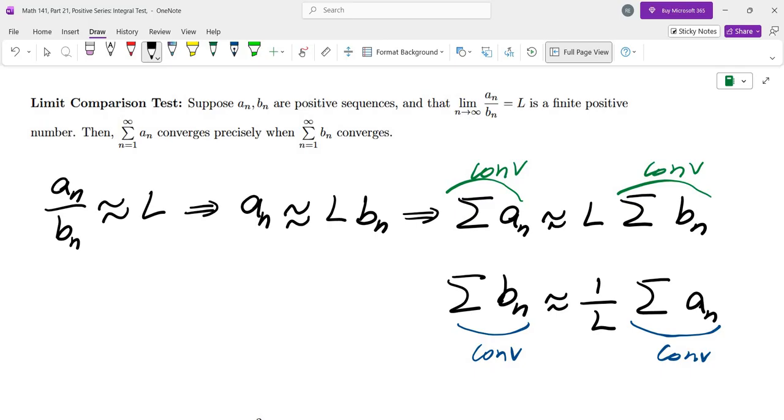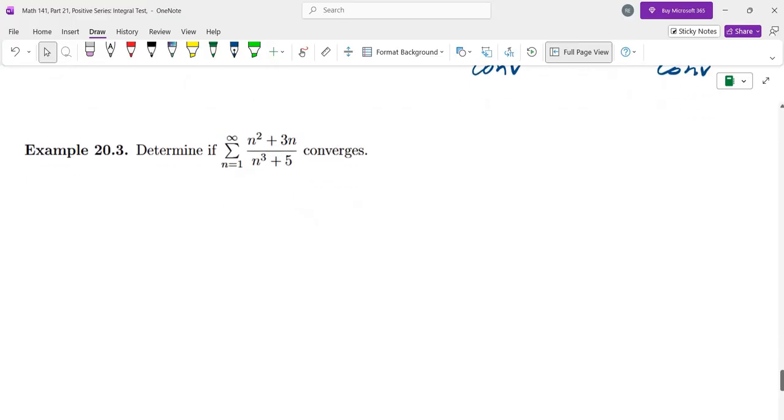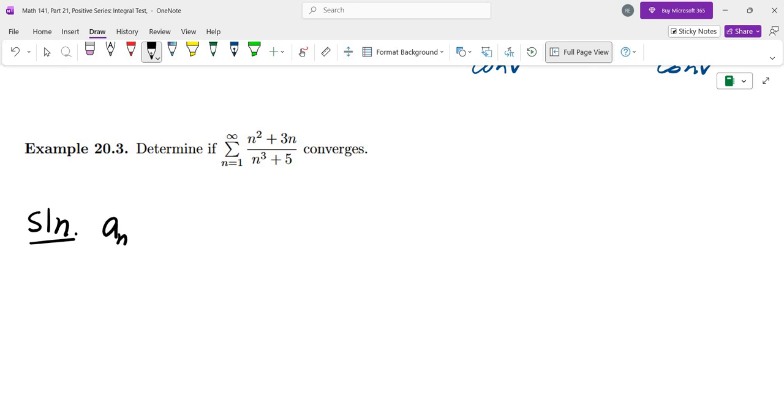However, for that to happen, we need this L to not be infinity and also not be 0. So it has to be a finite positive number. So let's look at an example on this one, and then we will summarize. Determine if this converges. So we'll take one of the sequences to be n squared plus 3n over n cubed plus 5. And the other one, we're going to look at an approximation of this one.